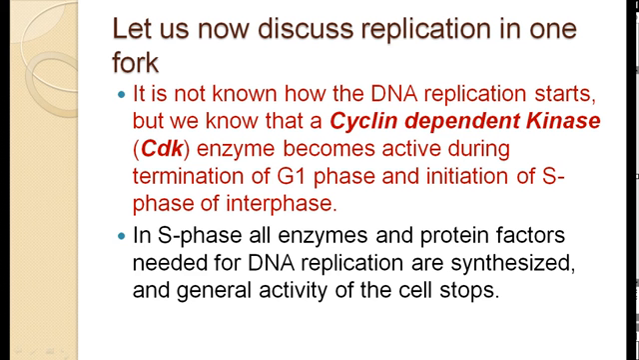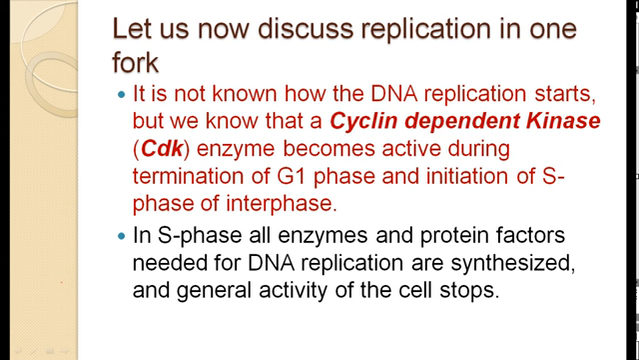Now, I had said that once the two strands separate at the origin site, two forks were formed, and these replication forks move in opposite directions. So whatever happens in one fork, the same happens in the other fork. And therefore, let us now discuss replication in one fork.